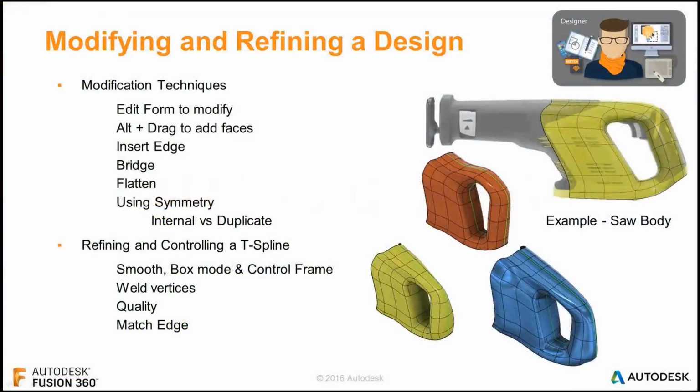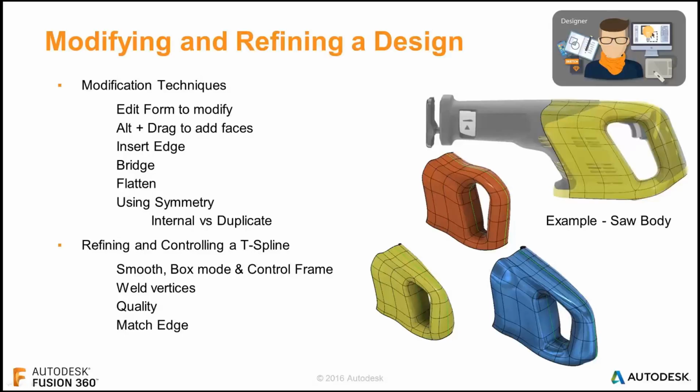We're going to look now at modifying and refining our design. When you're in this context, one thing that is important to the designer is the ability to iterate. When Fusion 360 is creating these shapes, it's doing so from the approach of being able to create a body. One thing you can do is copy that body.